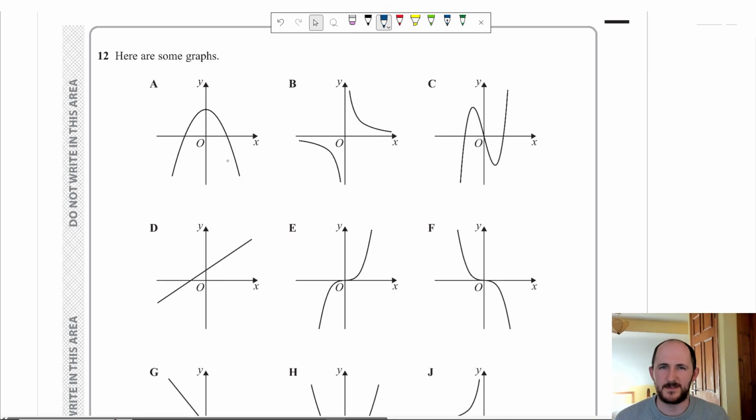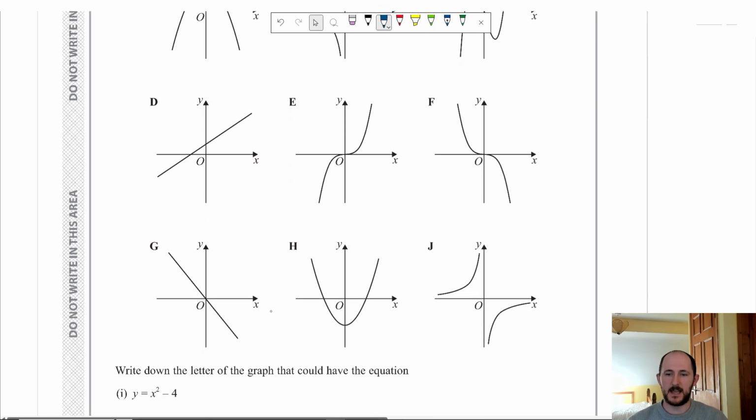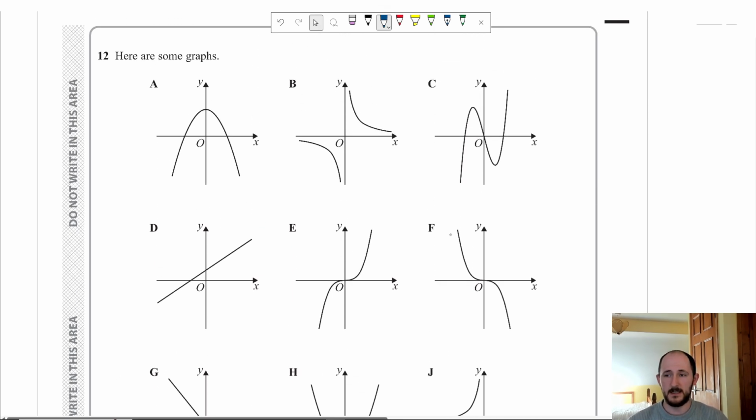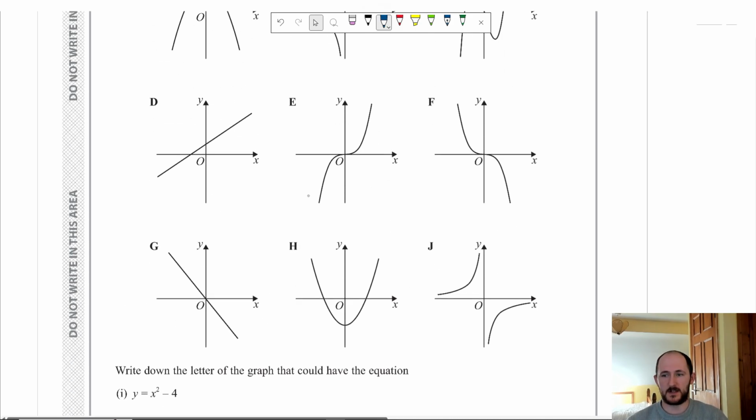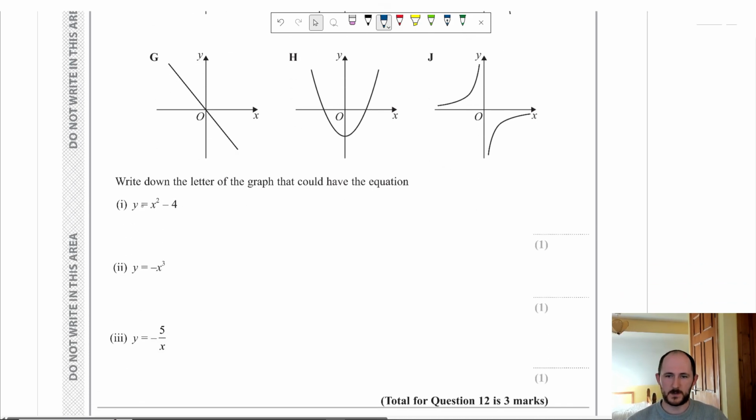The dreaded graph matching exercise. Now I'm kidding. I think this is fairly well answered most years. There are a lot of graphs here, and some of them scare some students. Like, some of these look a bit wonky. Don't forget, we only need to pick 3 of them. So most of these graphs are completely irrelevant. So let's start with the first one.